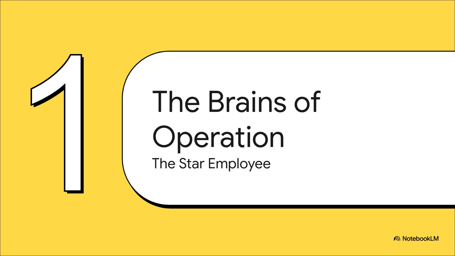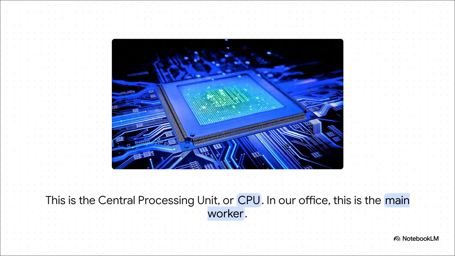Okay, so every great office has one, right? That one person who seems to be the real engine of the place, the one doing all the heavy lifting and all the critical thinking. Well, in our computer office, we've got one too. Meet our star employee. This incredible little chip is the Central Processing Unit, or CPU. And in our office, this is the main worker, the one responsible for getting pretty much everything done.